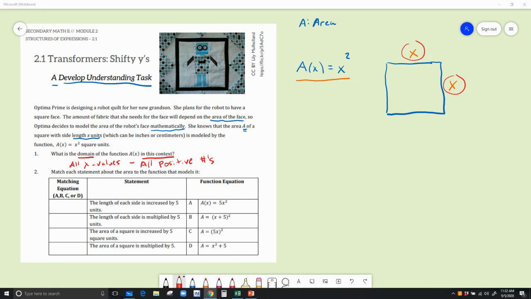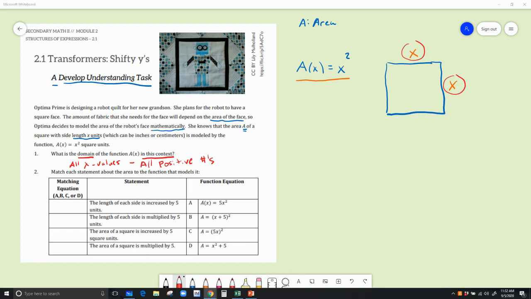So I want to stress again that you always start with this basic square that's still drawn on the screen, the x by x square, the area of x squared. So you have two pieces of information here. You have a side length of x, and then you also have an area of x squared. So keep that in mind.